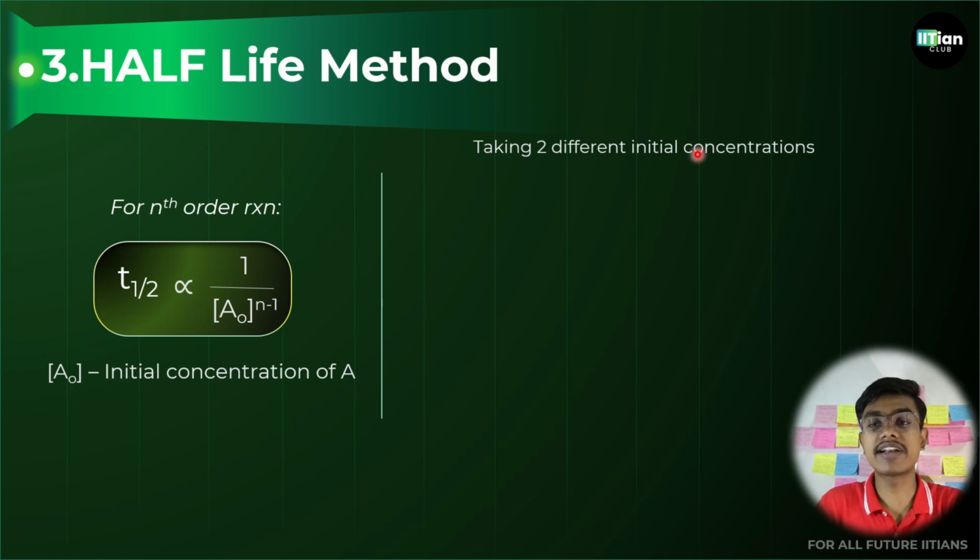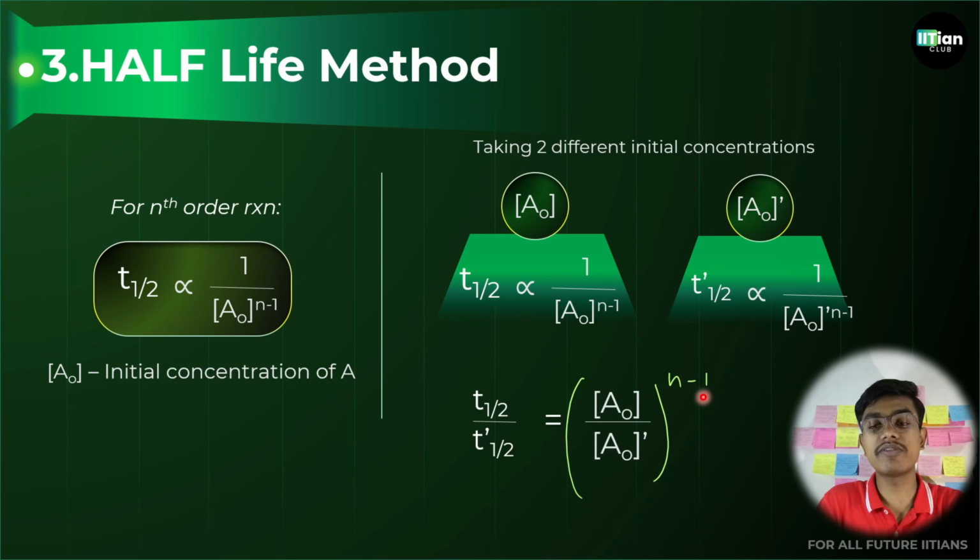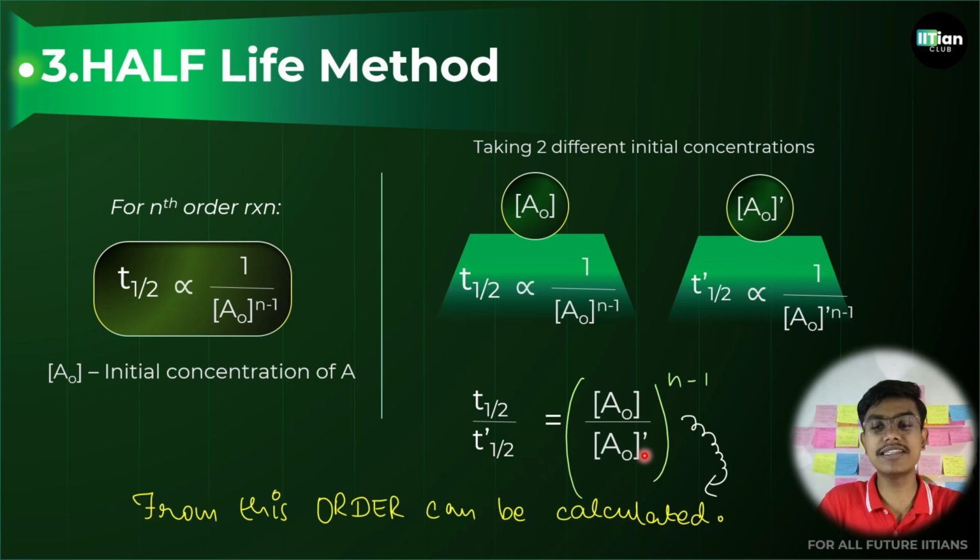Let's say there are two different initial concentrations, that is A naught and A naught dash, and we'll be getting two T half. One is T half and the other is T half dash. We know that T half is directly proportional to 1 by initial concentration, and when we divide both these expressions, we'll be able to figure out n minus 1. All these T half dash, A naught dash will be given in the question. And from this, order can be calculated because n is the order over here. I hope you got this method.